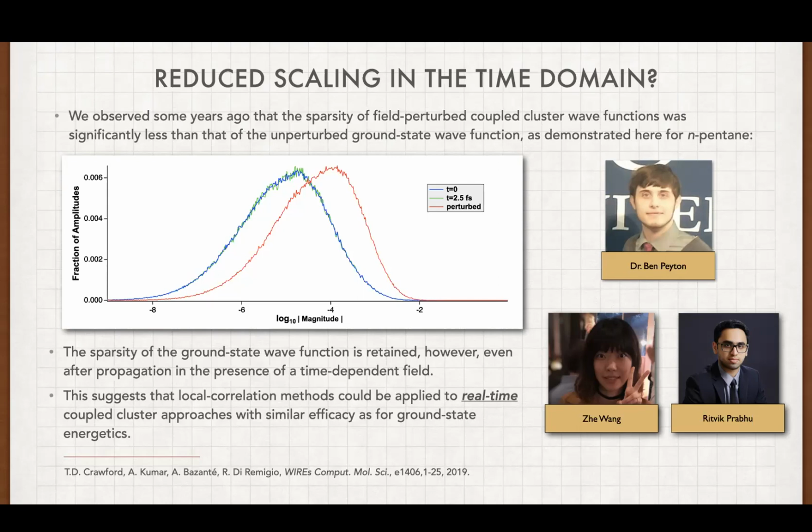However, if instead I explicitly turn on a time-dependent electric field and allow this to propagate in time, you get the green curve, which is hard to distinguish from the blue. The sparsity distribution hasn't really changed very much. So that led us to wonder, what if we carry out these kinds of calculations explicitly in the time domain and extract the properties we want from those trajectories, as we could call them?